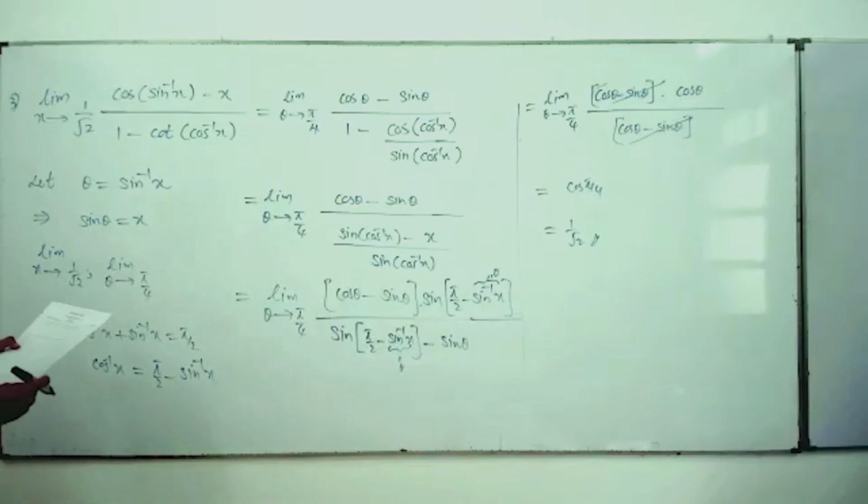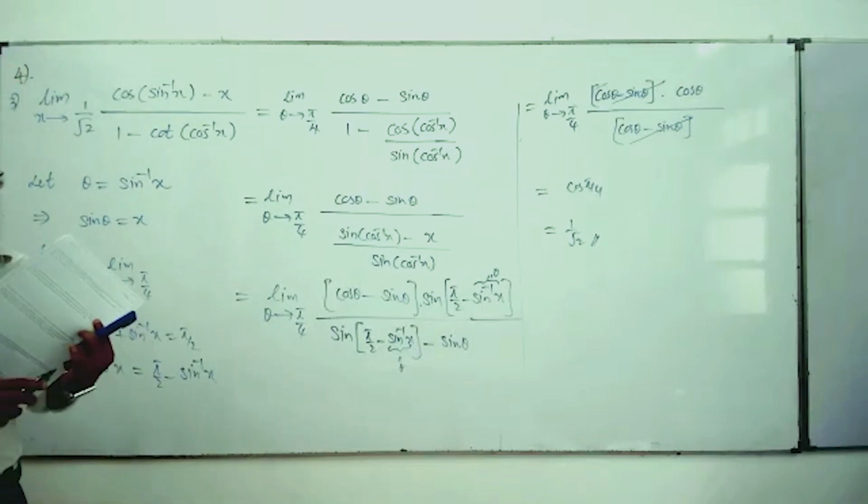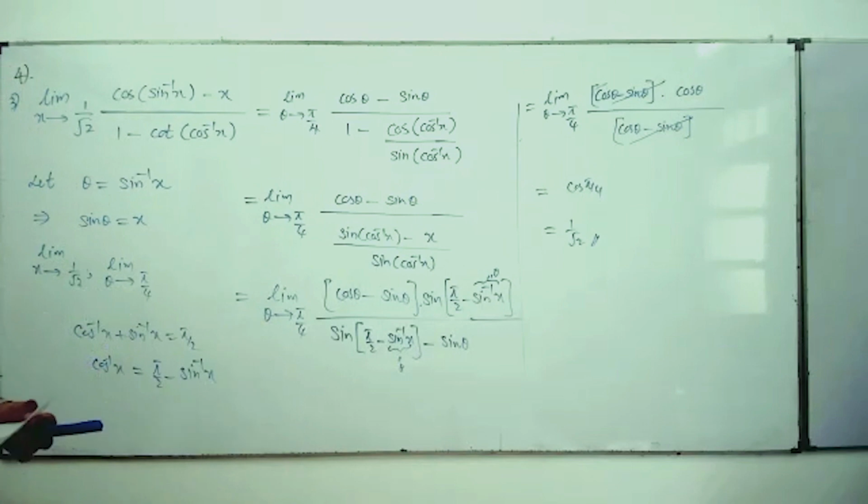And number 4. Next one, number 4. Find the solutions of the equation sin inverse 5x plus sin inverse 5 root 3x equals pi by 2.